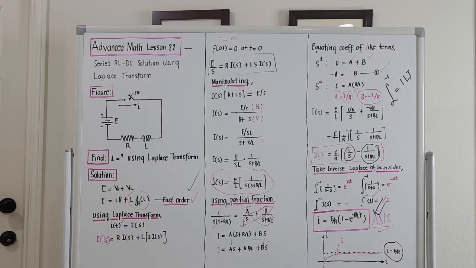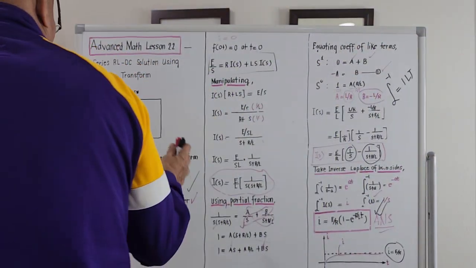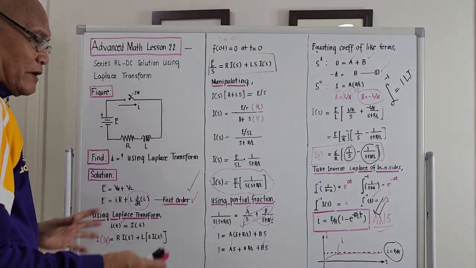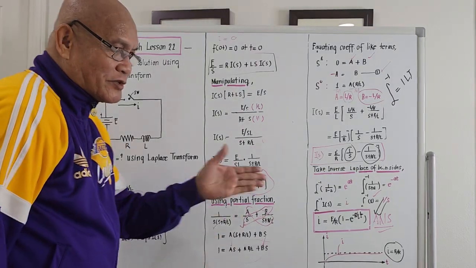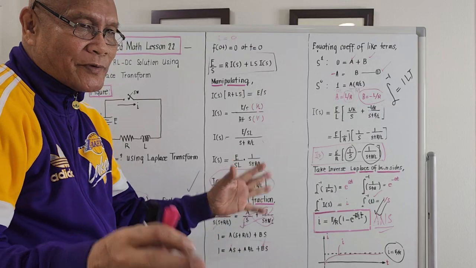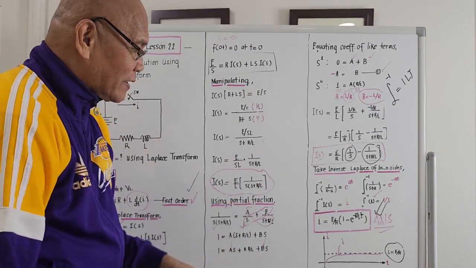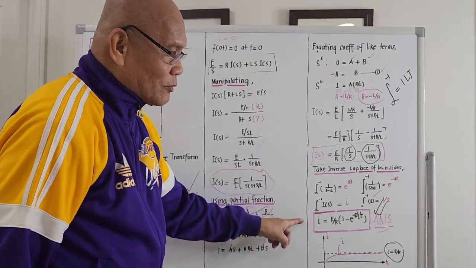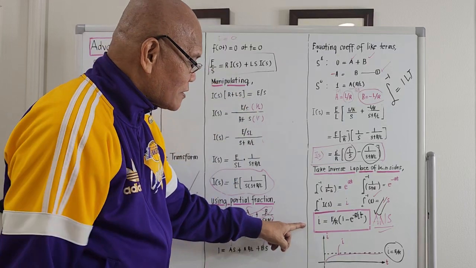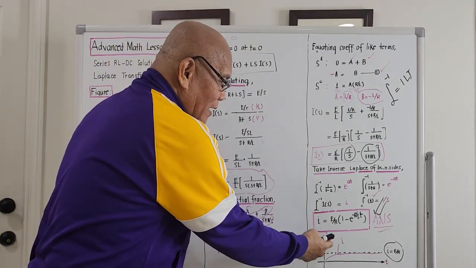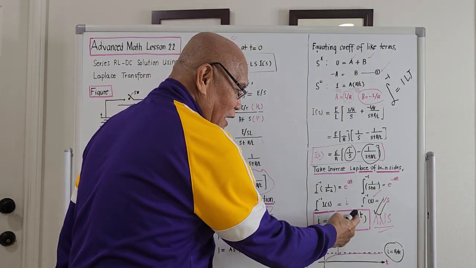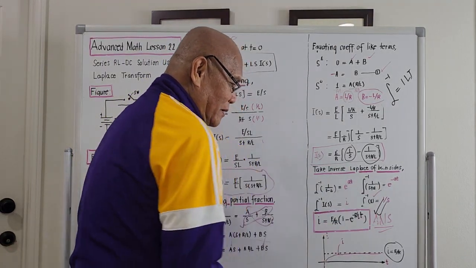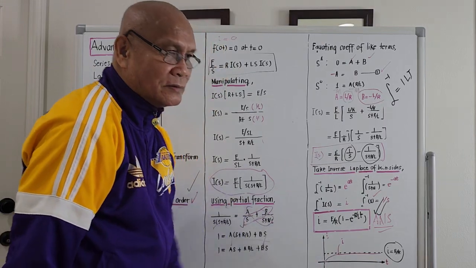That's it, guys. We solved an RL circuit by using Laplace transform, and the final answer is supposed to be the same as the classical solution. I will repeat it. The current I as a function of time by using Laplace will be E over R times the quantity 1 minus e raised to minus R over L times time, closed quantity. And the graph is this.